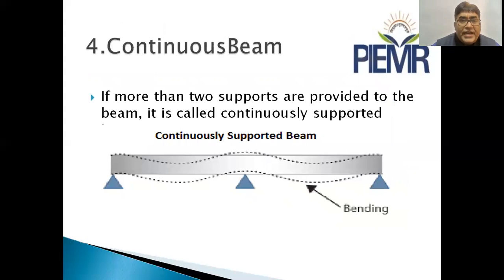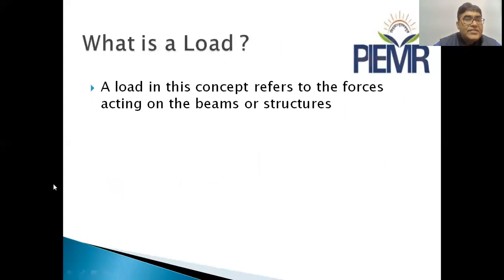And the fourth and last is the continuous beam. If more than 2 supports are provided to the beam, it is called a continuously supported beam. As you can see here, if there are only 2 supports, it will be a simply supported beam or an overhanging beam. But there are three supports in the figure below. So the minimum requirement is more than two supports. Then the beam will be known as a continuous supported beam or continuous beam.